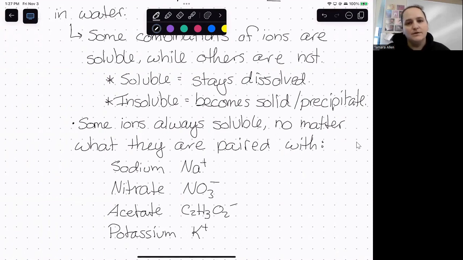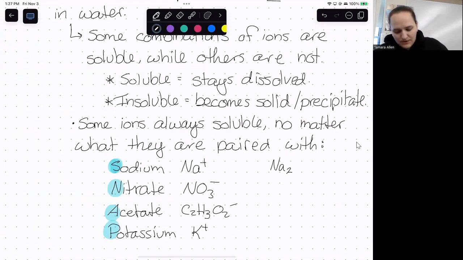There are some other ones in the always soluble category, but these are some of the most common ones that you will see, and therefore I think they're the most important to recognize right now. If it helps, you can remember the acronym SNAP for sodium, nitrate, acetate, and potassium. No matter what else this is paired with, that compound is always going to be soluble. It doesn't matter what you put it with. If I give you the formula sodium oxide, Na2O, that is soluble because sodium is part of it. It doesn't matter what anion I attach to that, sodium whatever is always going to be soluble.